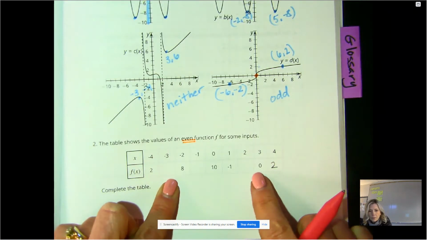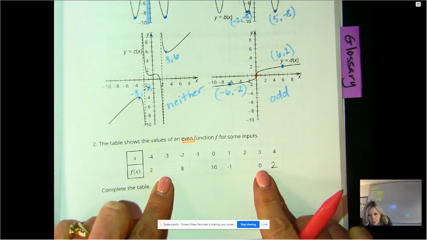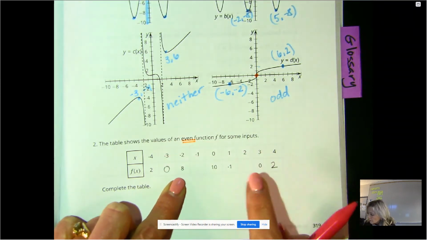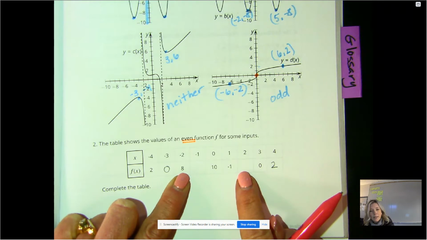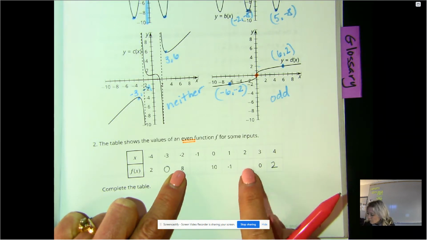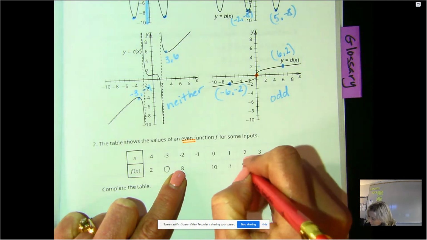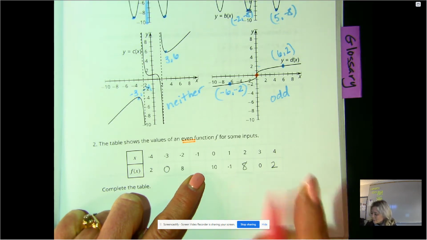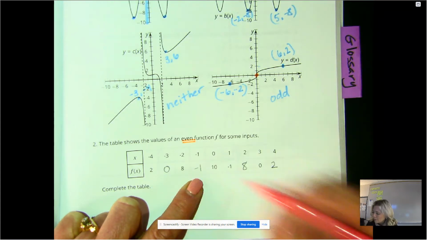Okay, input of negative 3 and positive 3, they're going to have the same output. So this is a 0. Inputs of negative 2 and positive 2 will have the same output. So this would be an 8. And here, inputs of negative 1 and positive 1, again, opposite inputs have the same output. So this is negative 1.